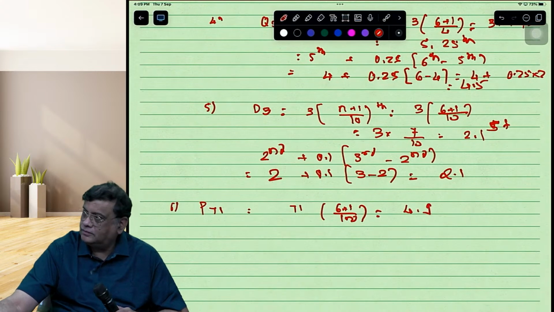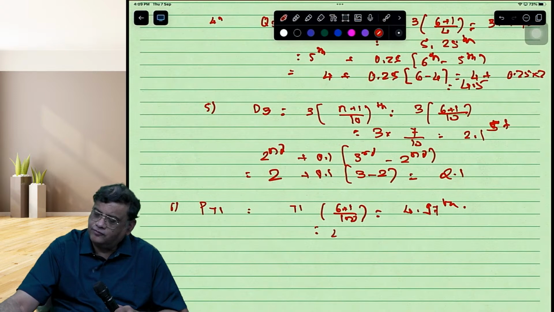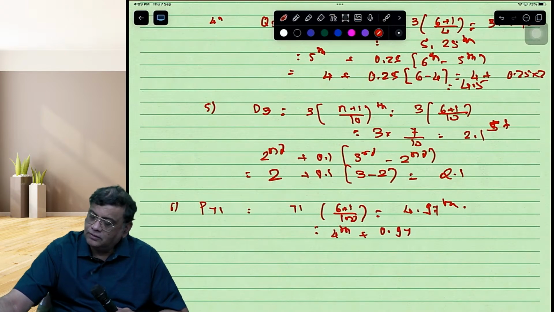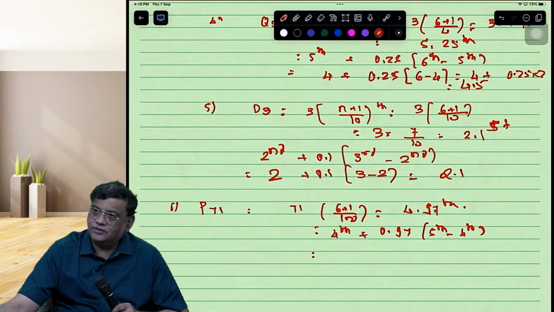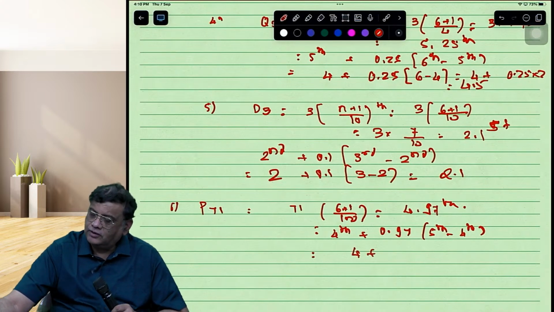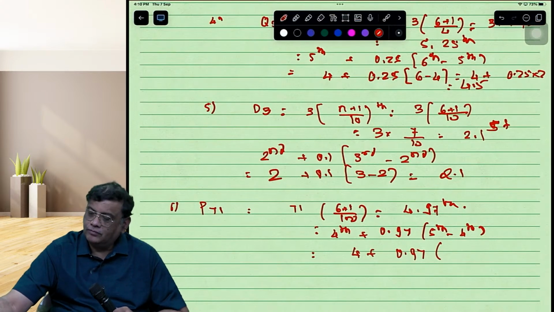4.9. 4.97th observation. That means the fourth is complete, plus 0.97 into what? Fifth minus fourth. Now my question is, tell me what is the fourth observation in that order? 4. And plus 0.97. What is the fifth observation? By chance that is same.